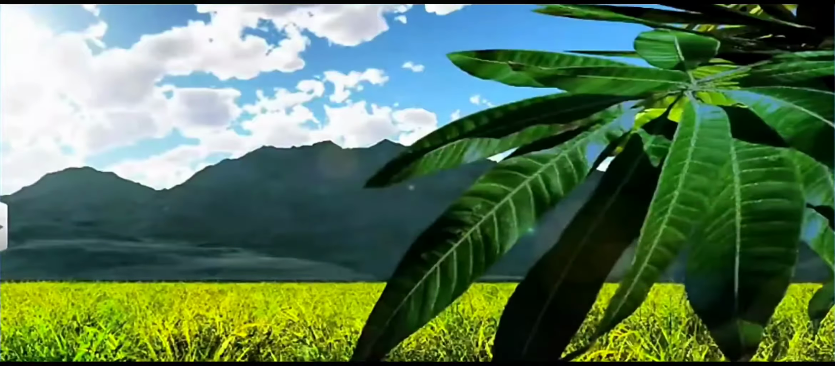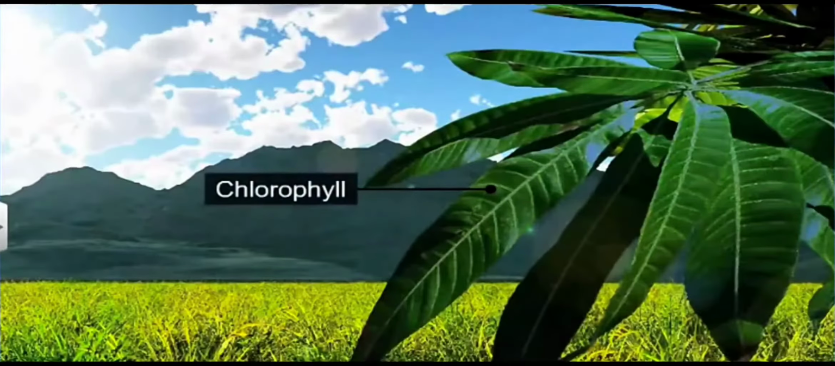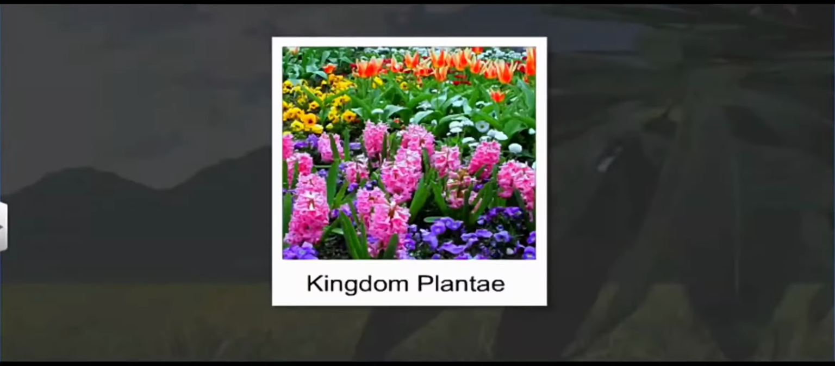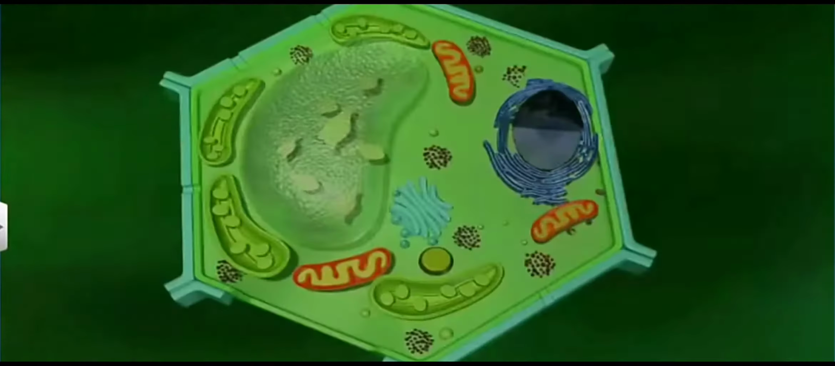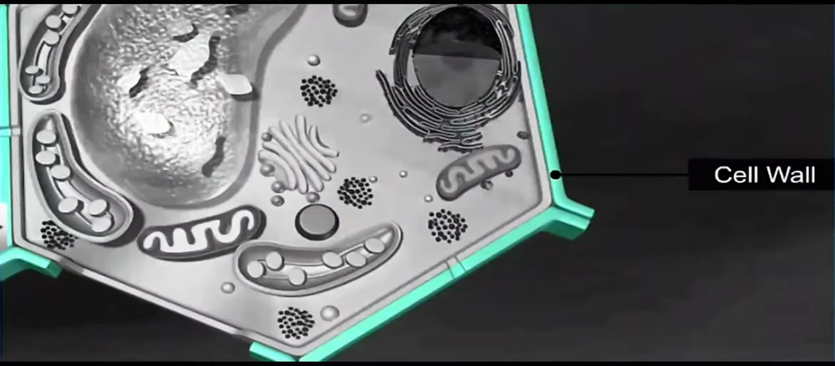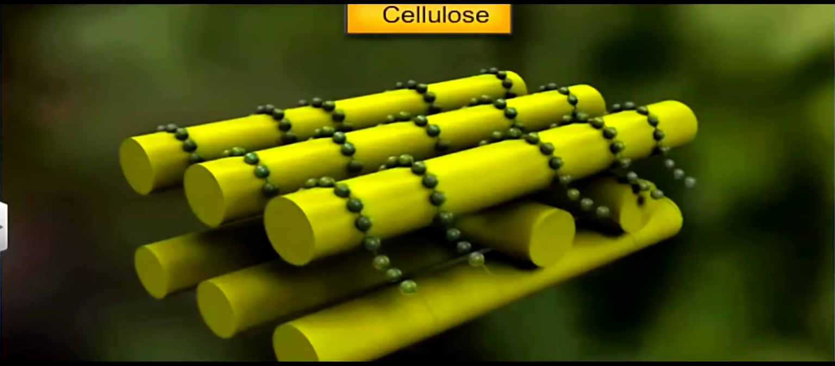Now let us study the next kingdom. The organisms in this kingdom have a green colored pigment called chlorophyll. Have you guessed it? Yes, it is kingdom Plantae. All the members of kingdom Plantae have cells which have a rigid cell wall which is made up of cellulose.